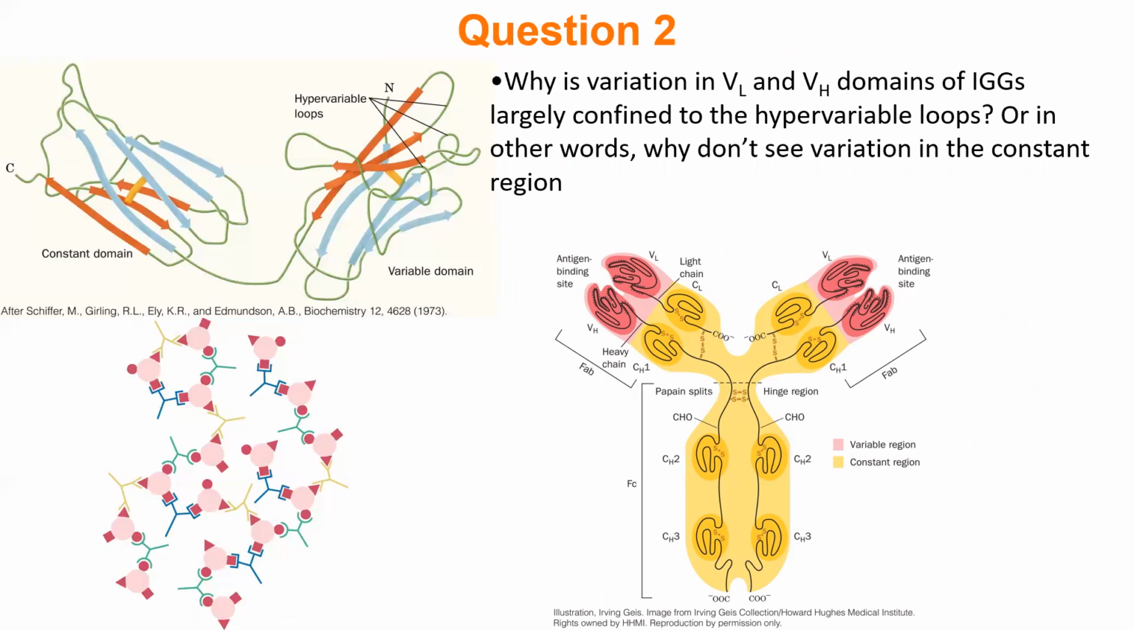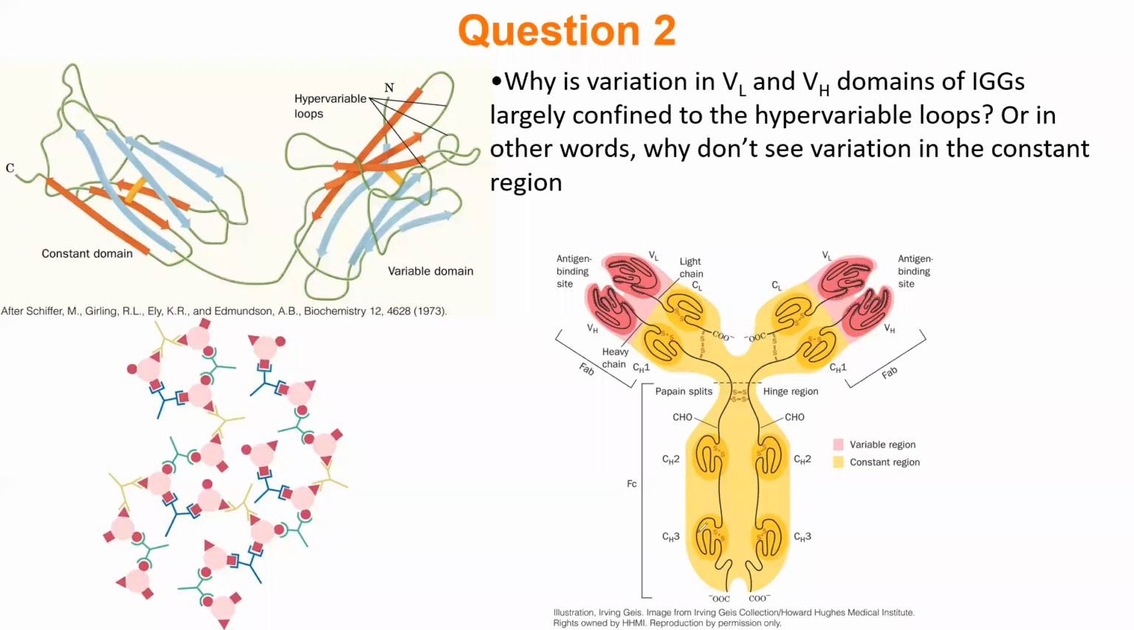And so question 2, I actually already answered, so just for the sake of time, I'll refresh you on that. Variation is only seen in the variable loops. Why don't we see it in the constant regions? The variable loops have to bind almost anything, right? Anything that's foreign, they have to have the chance to bind it. That means billions of different possibilities, billions of different molecules that they could bind. So that's why we have variability here.